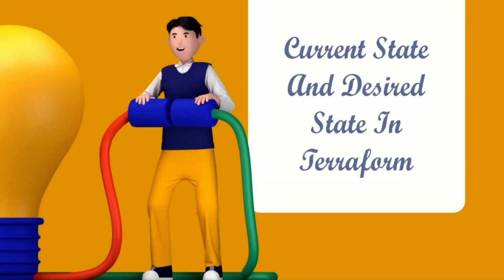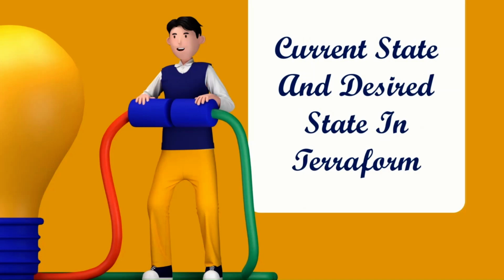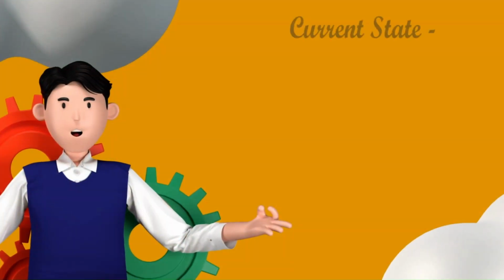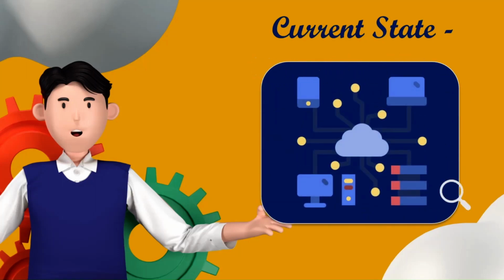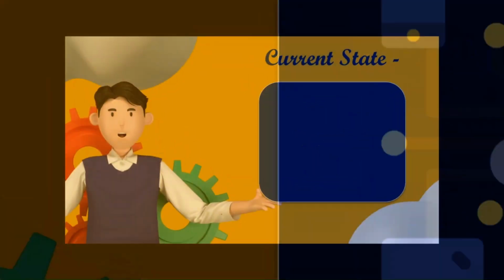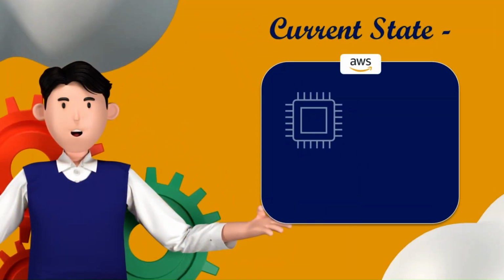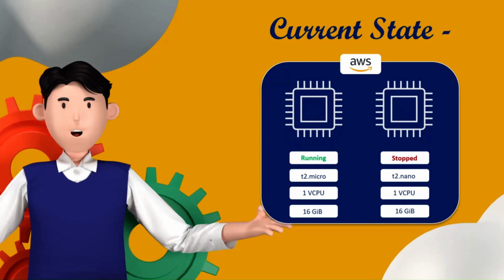Let's start discussing today's topic, current state and desired state in Terraform. This topic might seem simple and concise, but understanding it is very crucial. First of all, let's grasp the meaning of current state and desired state. The current state refers to the actual state of the infrastructure that is currently running. For example, if we have created an EC2 instance on AWS, their current state includes whether they are running or stopped, or their configurations such as instance type, memory, CPU, etc. In short, the current state represents the current status of the infrastructure wherever it exists.